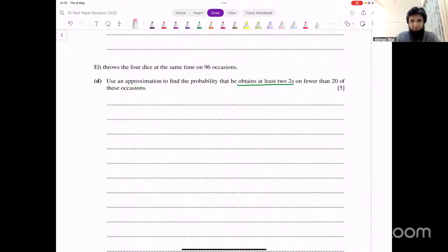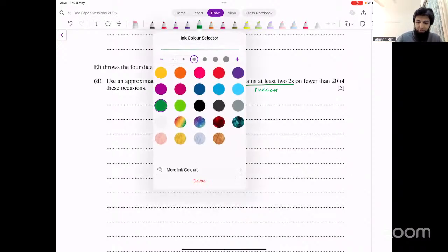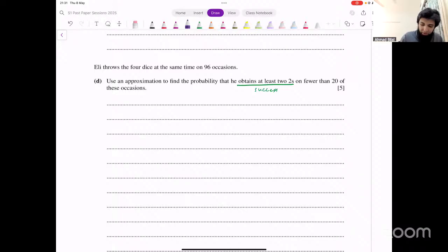What does that mean? The original distribution is binomial. We can say this is the criteria for success, that he obtains at least 2 2s when he throws 4 dice. Can we find this probability? We can say it's a binomial distribution. First of all, how many times is this repeating? 96 times. He's doing the same thing again and again, 96 times. Probability of success. Success is defined as obtaining at least 2 2s when he throws the 4 dice once.